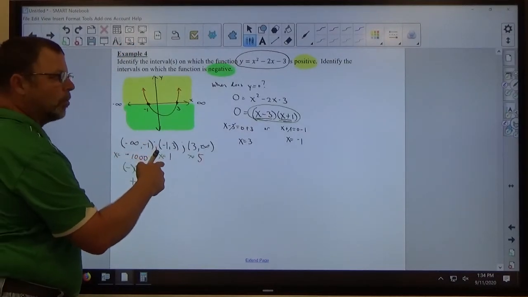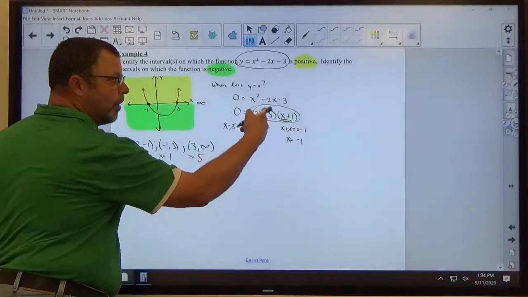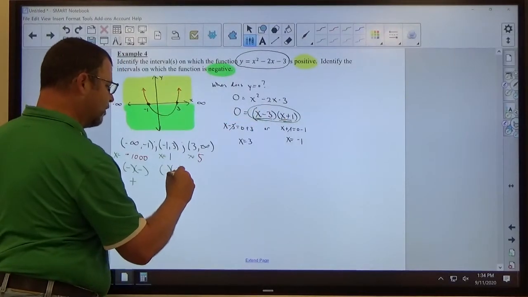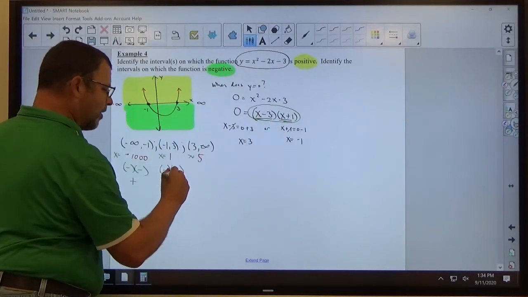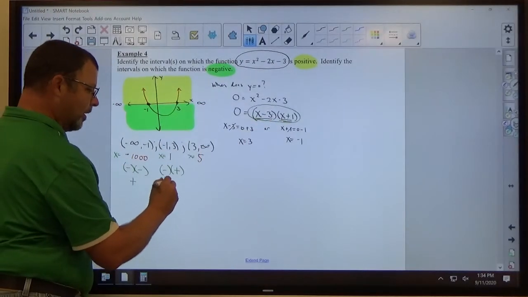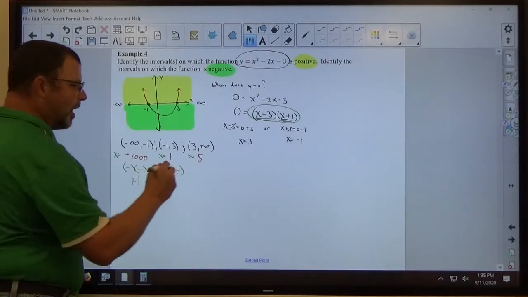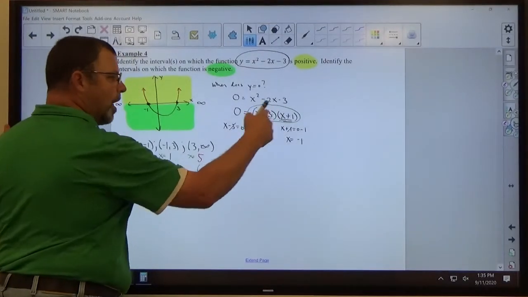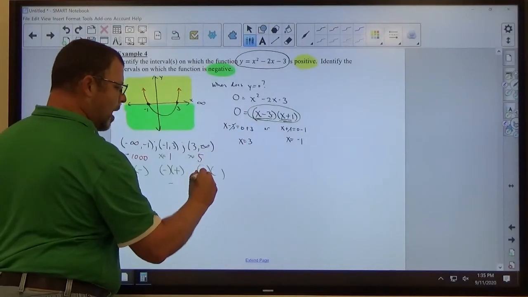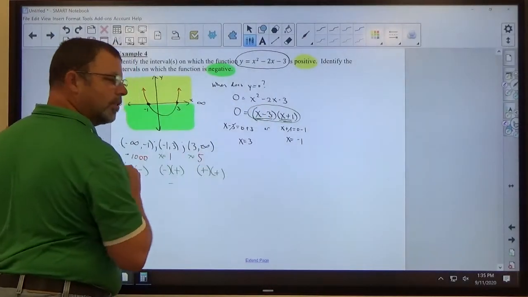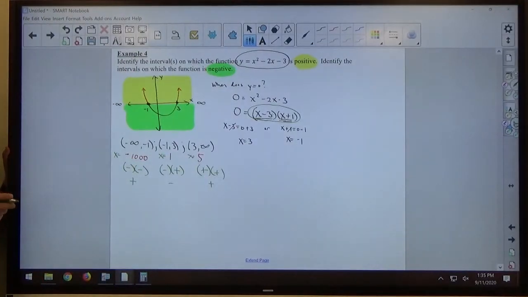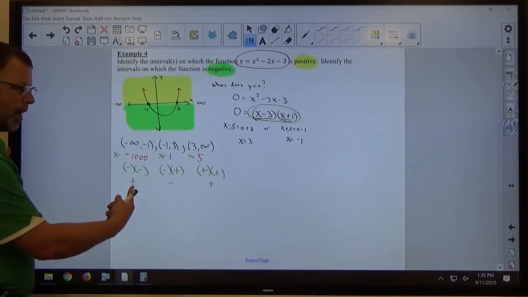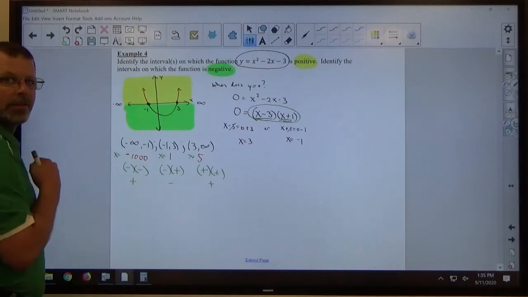If I'm testing x equals 1, replacing x with 1 in the first and second parentheses, 1 minus 3 is -2. 1 plus 1 is +2. Negative times positive makes a negative. Then I'm testing x equals +5, replacing both x's with the number 5. 5 minus 3 is +2. 5 plus 1 is +6. Positive times positive makes a positive. Again, don't worry about the numbers, just worry about the signs. We're multiplying, so the multiplication rules are in effect: same sign positive, different signs negative, same sign positive.